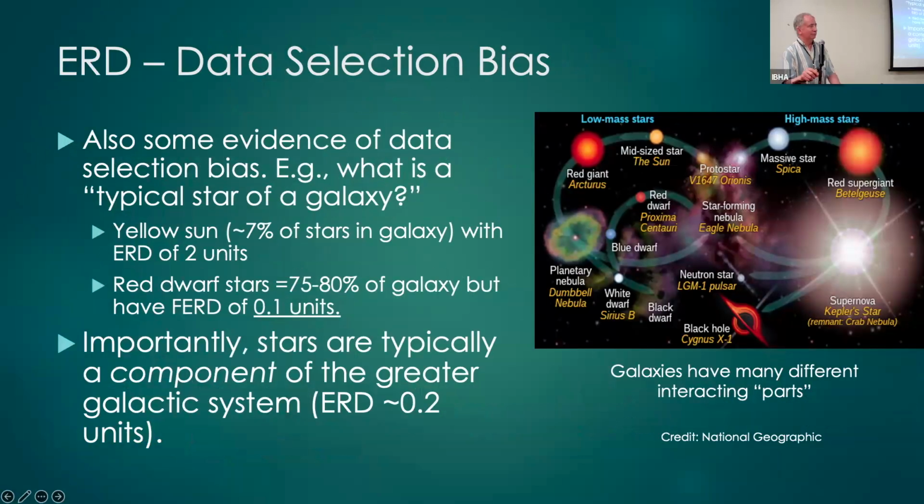It's just comparing apples and Mustangs or something. So anyway, there's also some evidence of selection bias. He wants to say that our yellow sun is more complex than the galaxy as a whole. That doesn't make sense for two reasons.